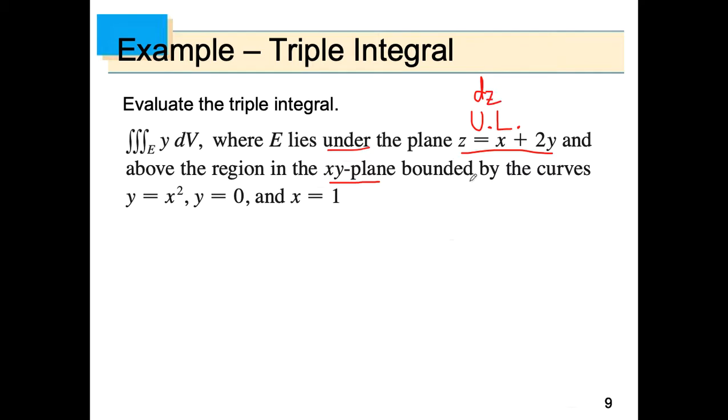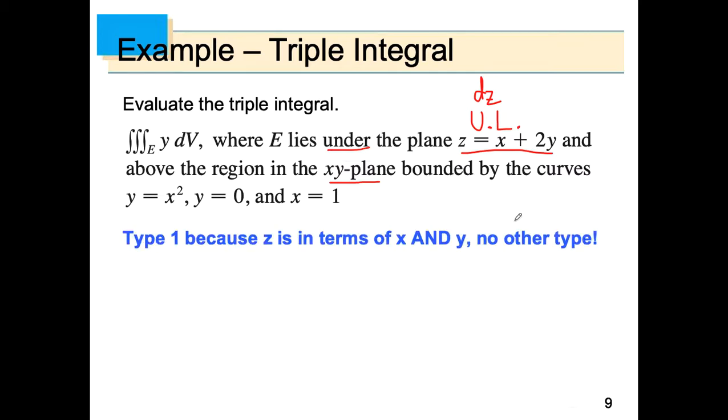Okay? And go back to your notes from the previous slides. When you're integrating with respect to z first, that is known as a type 1 triple integral. And to me, there's almost no other way of doing this other than doing some serious geometric rearranging.